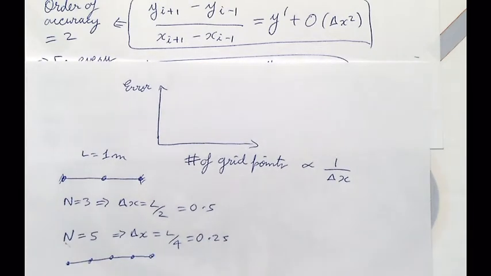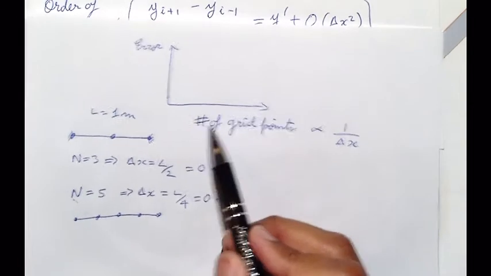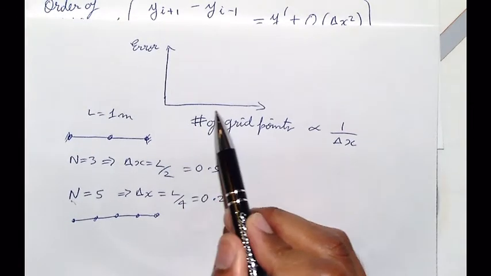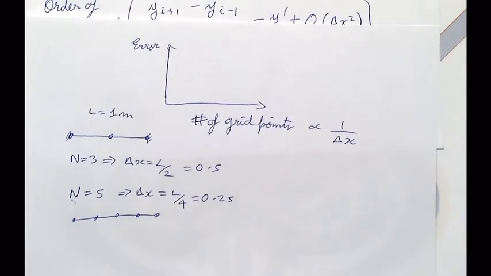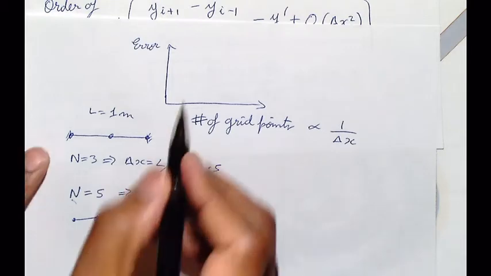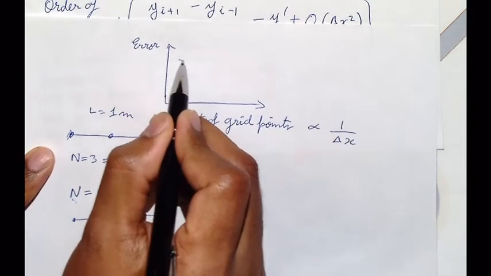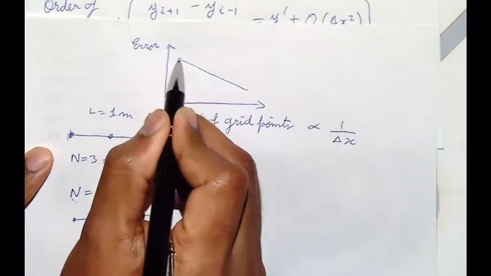So on this graph, we're plotting increasing number of grid points versus the error. What will the curve look like? Will it go up, will it go down? The error will go down linearly for the first order equation. Yes, that is correct.